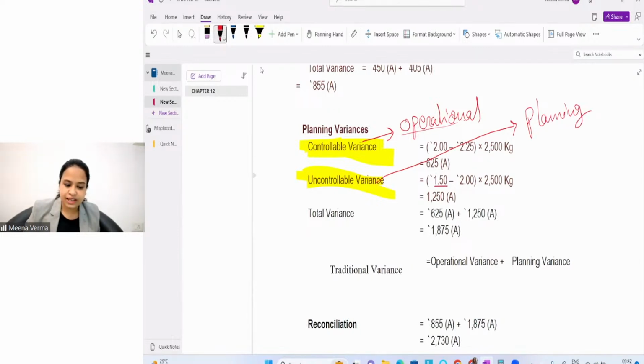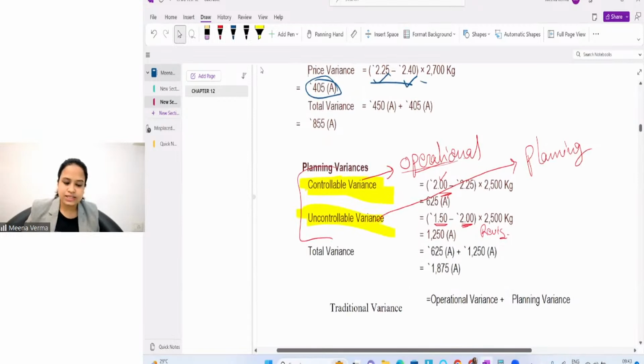So you can see they have actually, this was their budget. Then they have the revised budget, right? Then what happened? Operational means the revised budget and what they are paying. Acha, now what is this 2 rupees here, ma'am? Okay, controllable and uncontrollable variations.